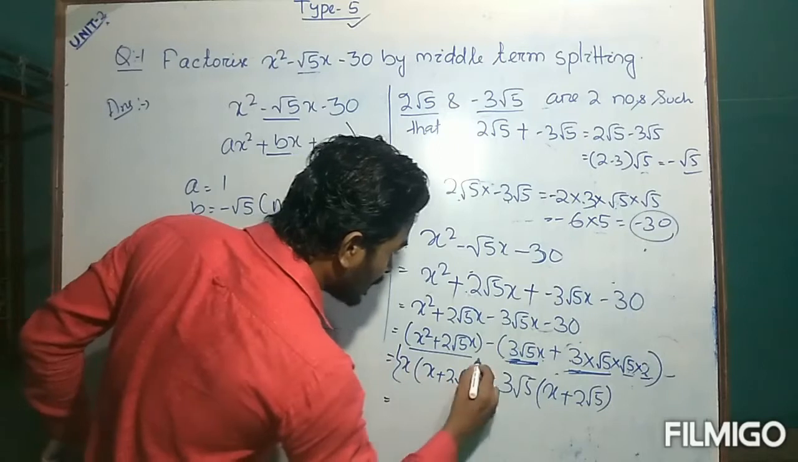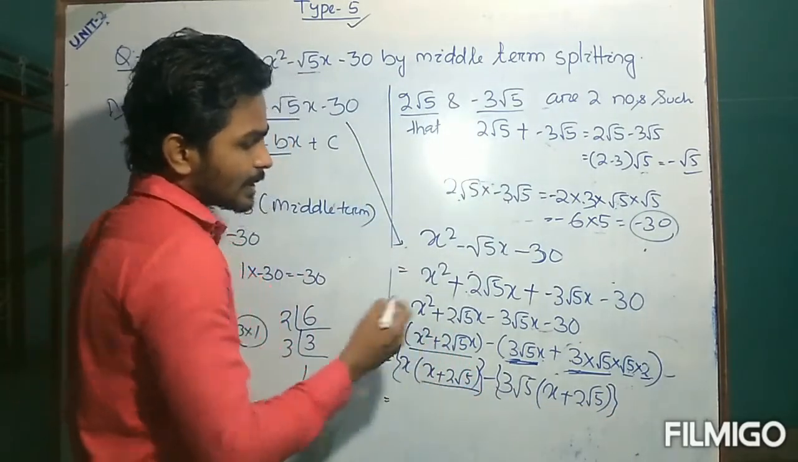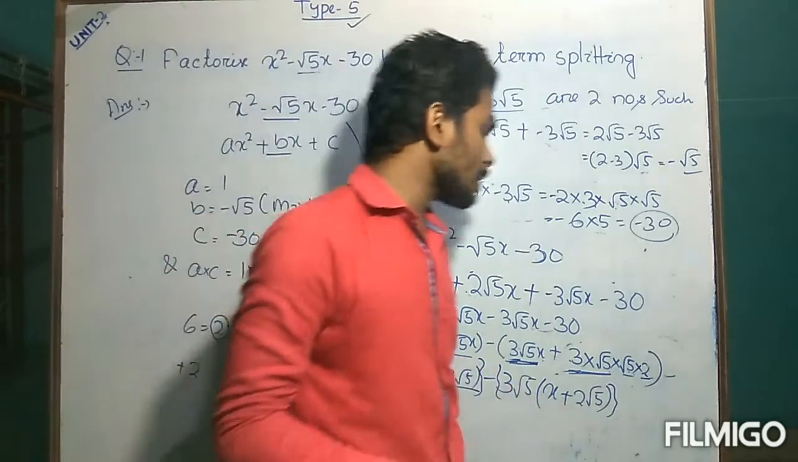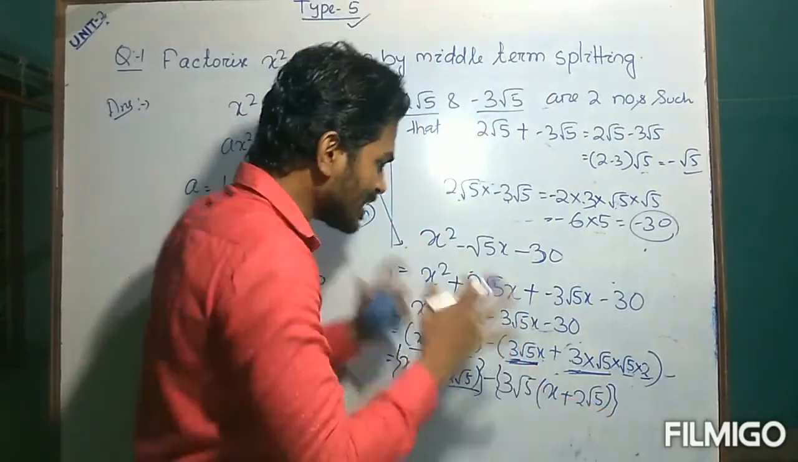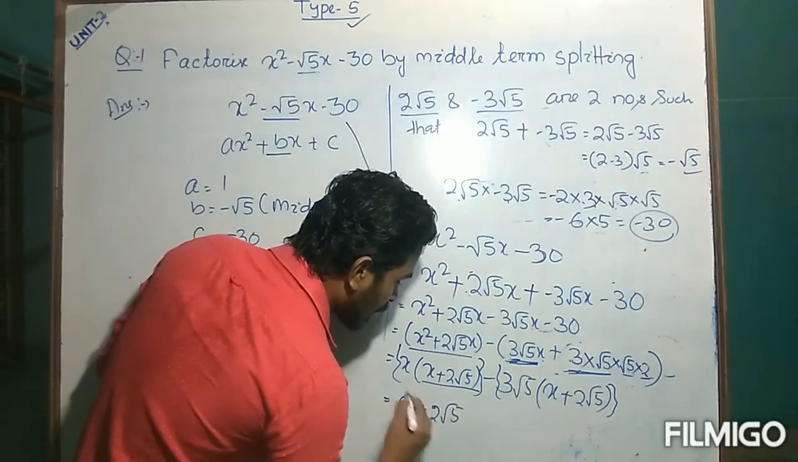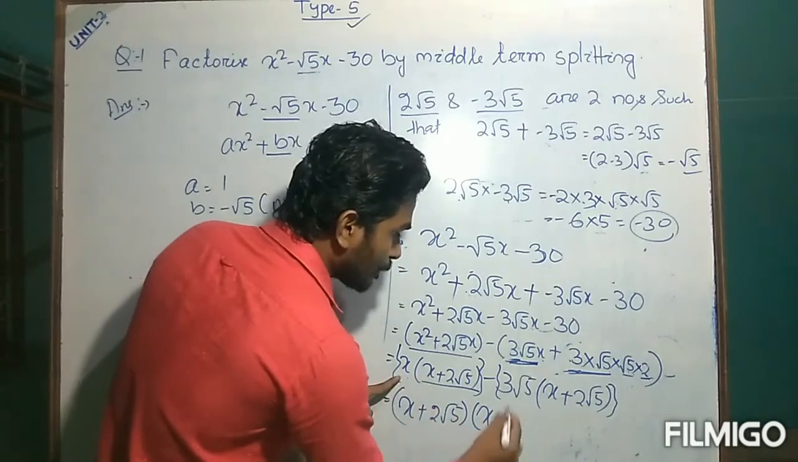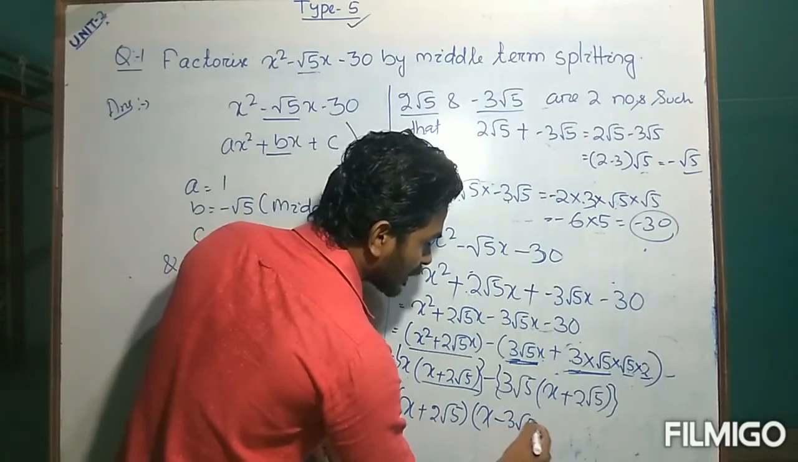Now from these two terms you can see in the first term there is x plus 2 root 5 and in the second term there is also x plus 2 root 5. That means you can take that x plus 2 root 5 as common. So the remaining part will be x here minus 3 root 5 here.